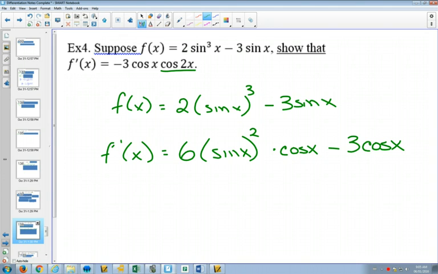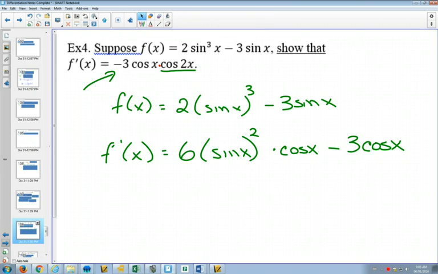As far as the second step goes, what I'm going to do next is I'm going to look at what I have and look at what I want. And is anything in what I want close to what I have there? Because what I have in what I want at the end is I want a minus 3 cos x times by a cos 2x.